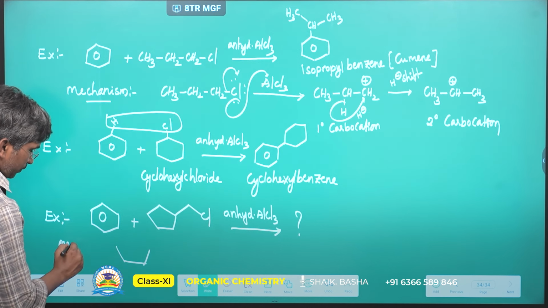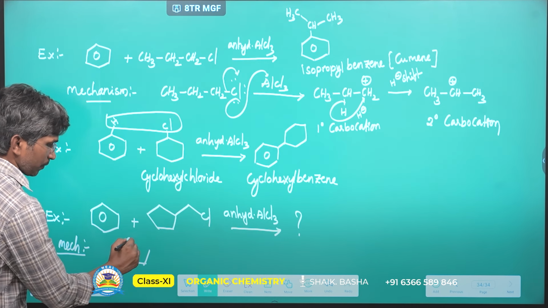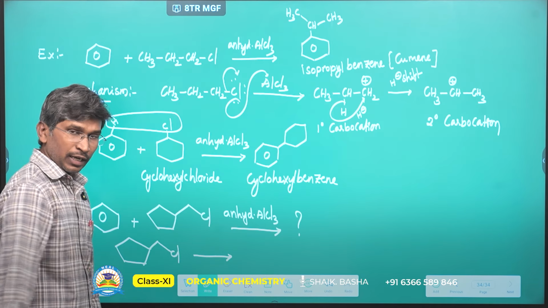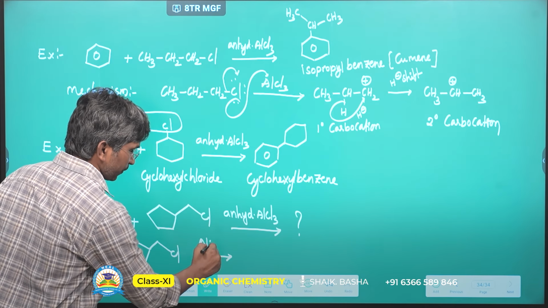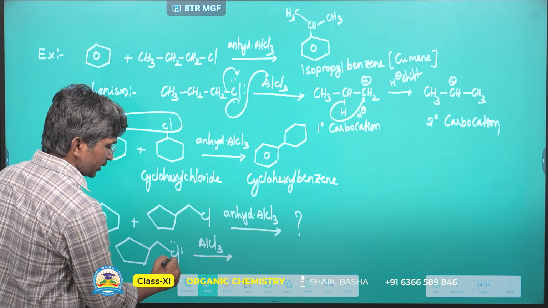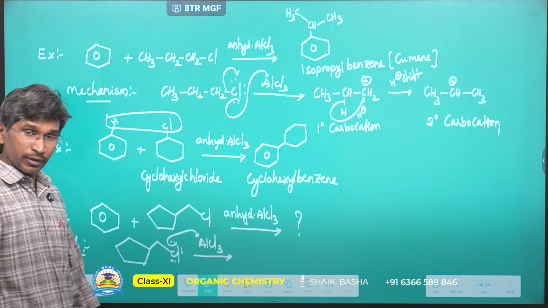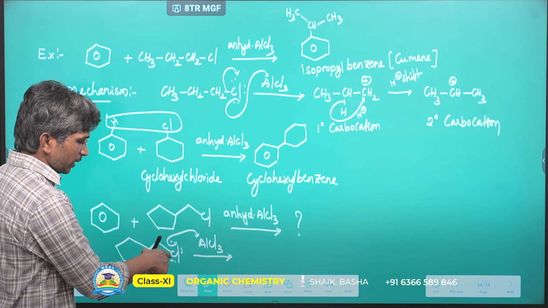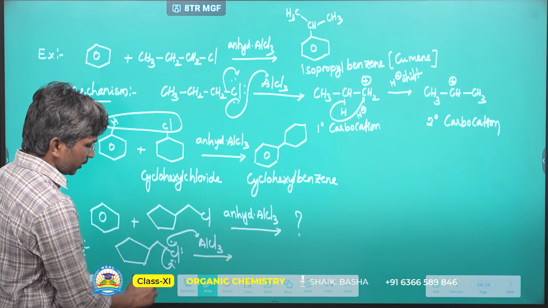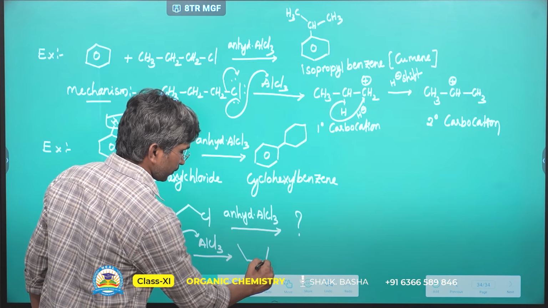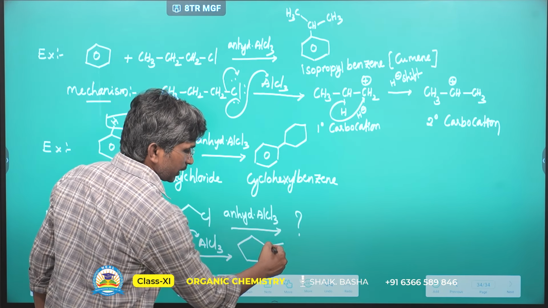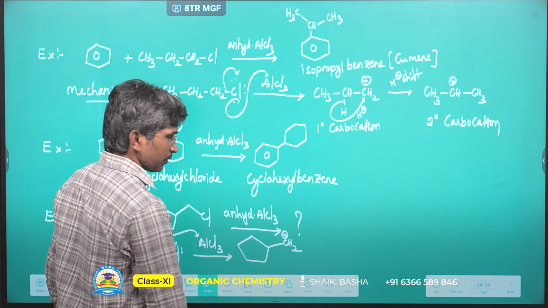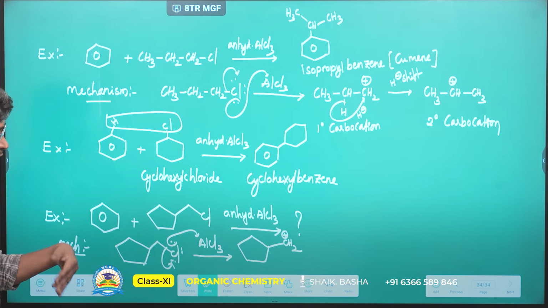Mechanism. Alkyl halide on treating with anhydrous AlCl3, which is acting as a Lewis acid, can take an electron pair from the halogen. Between the halogen and aluminum, bond formation takes place, and again chlorine gets a positive charge. It takes an electron pair from this one. Cyclopentyl methyl carbocation, CH2 plus. Then carbocation is formed. What is the next step?